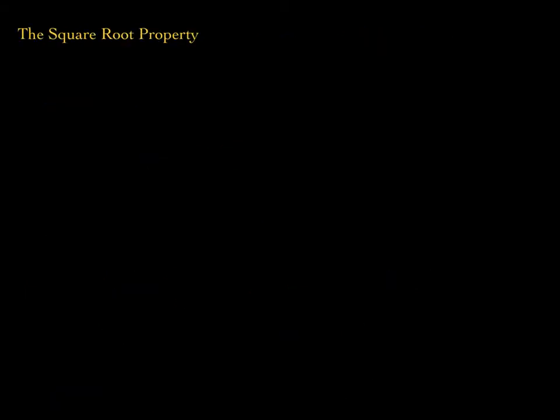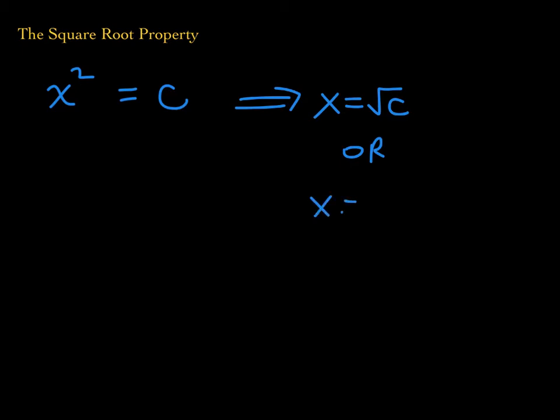So the square root property basically says if you have an equation of the form x squared is equal to c, notice that the squared expression is isolated, right? It's on this side of the equation all by itself. Then that implies that x is either equal to positive root c or x is equal to negative root c. You can use double sign notation here to just say x is equal to plus or minus root c.